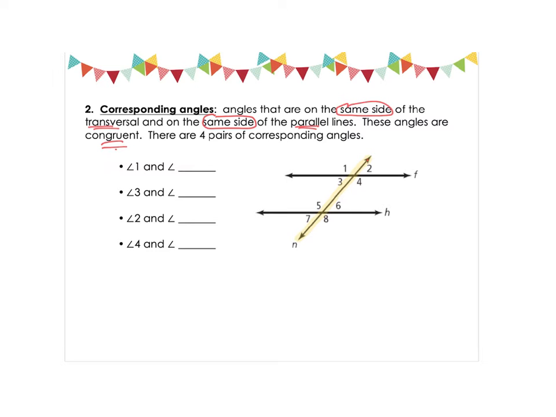So if I'm looking at angle 1, okay, so the same side would be either angle 1, 3, 5, or 7, but we want one that's congruent to angle 1, so that would be angle 5. Let's go to angle 3, and angle 3 would go with 7, okay, because that's congruent. Now if I go on to the other side, I have angle 2, 4, 6, and 8. 2 would go with 6 because they're congruent. And then I have angle 4. 4 would go with 8.